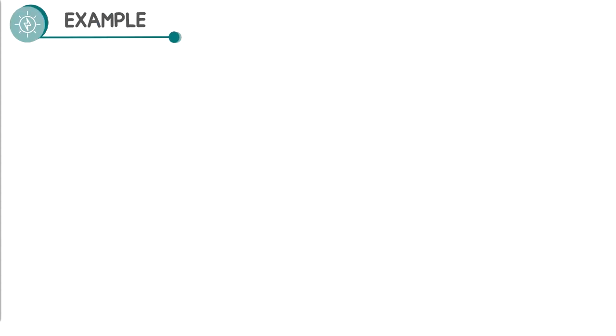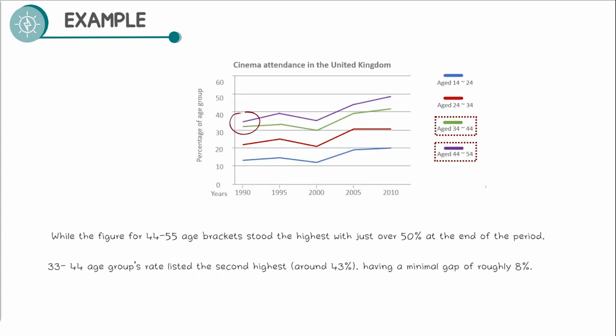Now let us check an example in writing task 1. With a given line graph, here is an example of a comparison of data with the use of subordinating clause. While the figure for 44 to 55 age brackets stood the highest with just over 50% at the end of the period, 33 to 44 age groups rate listed the second highest, around 43%, having a minimal gap of roughly 8%.